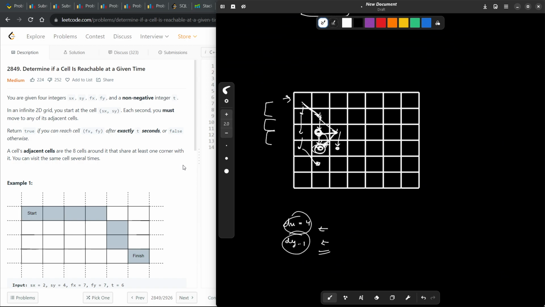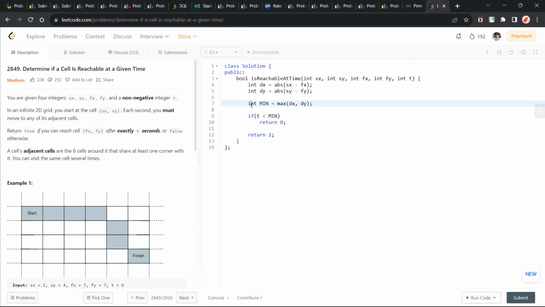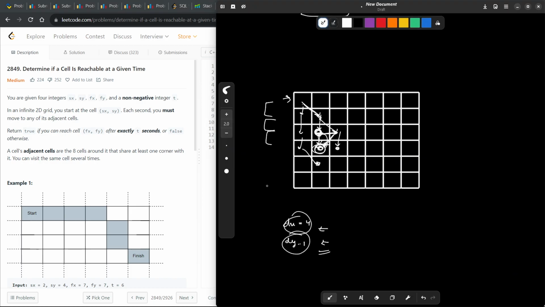I know that if the time value is less than this minimum value that I have calculated, then obviously I cannot reach those cell or the final cell. But what if the time value is greater than or equal to the minimum value? If it is equal to the minimum value, then obviously I can reach, but what if it is greater than the minimum value? So if this is the final cell that I want to reach, if I have reached any of its adjacent cell, let's say at time t minus 1, then I can definitely visit this final cell.